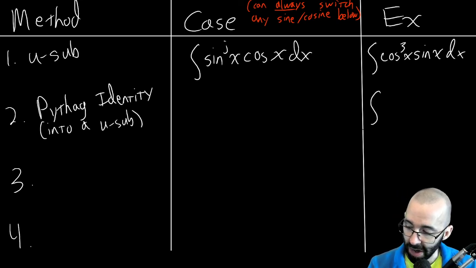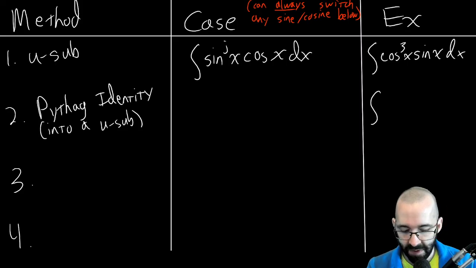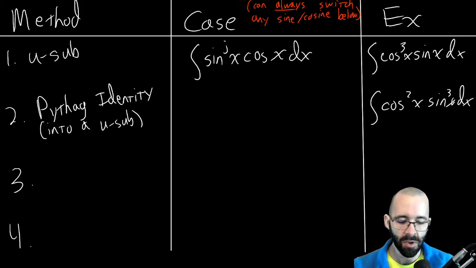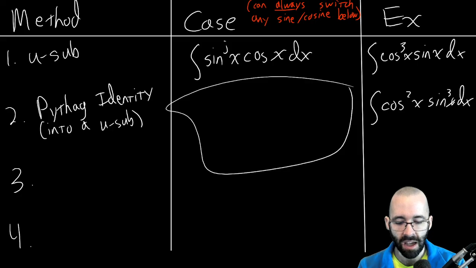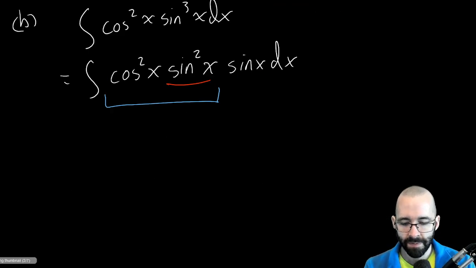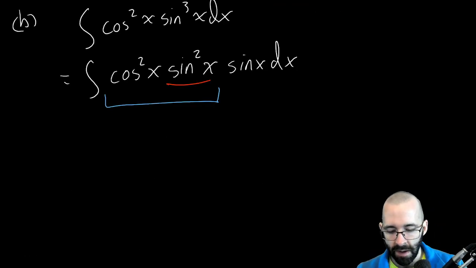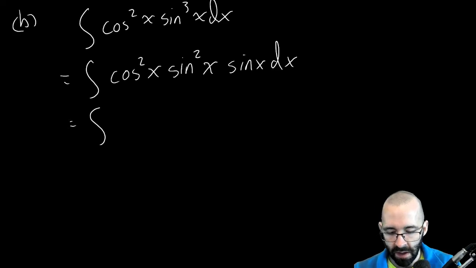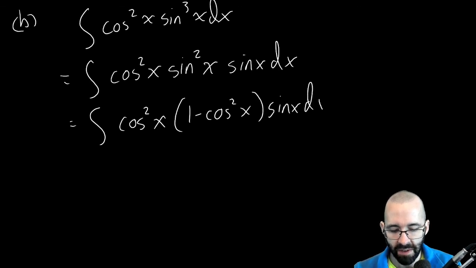So an example is the problem that we are doing right now. Cosine squared of x, sine cubed of x, dx. And just like before, I'll fill in the general case after we do this problem. Okay, so let's use the Pythagorean identity and see what we get. Sine squared is 1 minus cosine squared, times sine of x dx. And now we can do a u substitution.